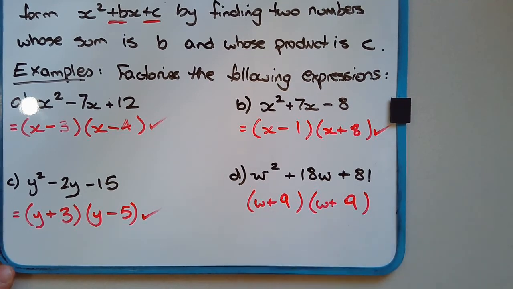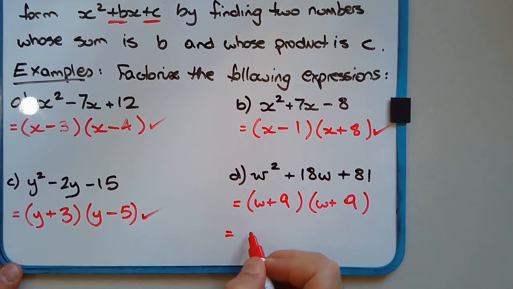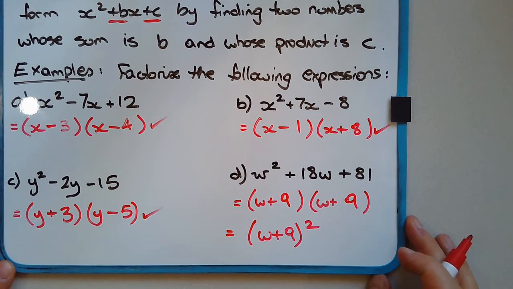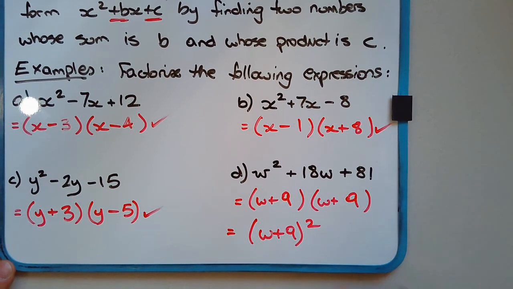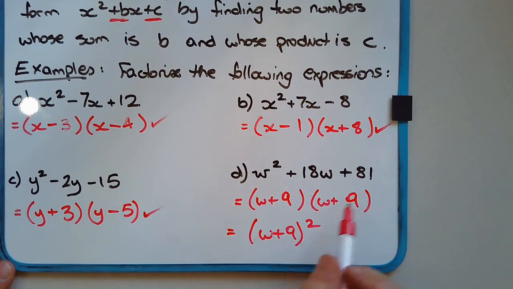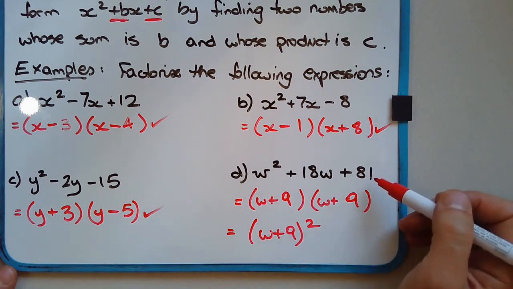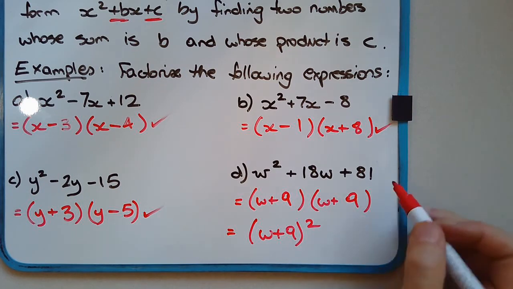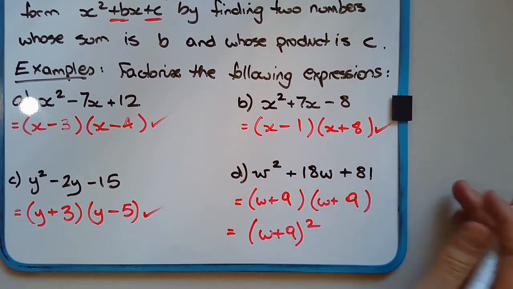Now, what does this look like to you? This looks like a perfect square, doesn't it? So w plus 9, in fact, all squared. This is an example of a perfect square that when you expand it gives you a quadratic expression. We've seen these expressions before, when we looked at expanding perfect squares and factorising perfect squares. So this is really an application of factorising a quadratic, but it just happens to be a quadratic that's also a perfect square.